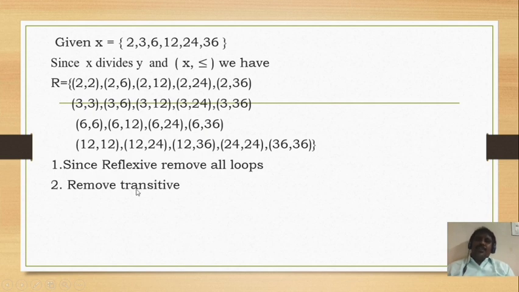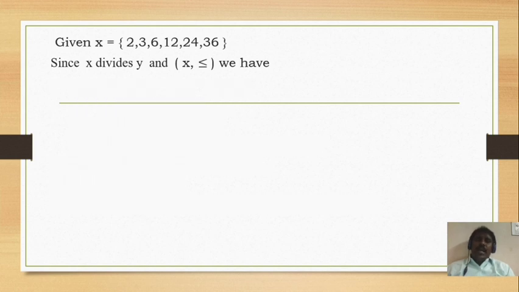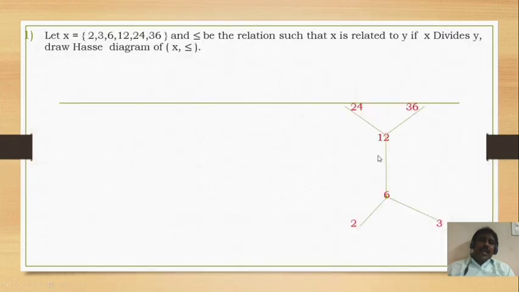Next, we have to remove all the transitivity. Why? Because it is a poset. Poset means reflexive, antisymmetric, and transitive. That is RAT. So we have to remove all the transitivity. We have to check each and every element, and remove the transitivity. Remove all the arrows. Then we get the Hasse diagram. So we get the Hasse diagram like this. This is the Hasse diagram.